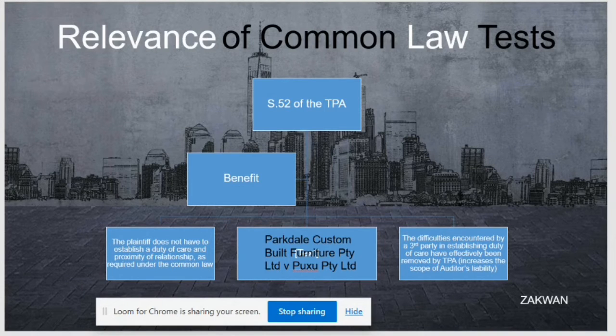What I found in the article is that under Section 52, there is the relevance of the common law test. The benefit of this refers to Parkdale Custom Built Furniture Pty Ltd versus Puxu Pty Ltd. What they say about this case is that the plaintiff does not have to establish a duty of care and proximity of relationship as required under the common law. The difficulties encountered by third parties in establishing a duty of care have effectively been removed by the TPA. It thus increases the scope of auditors' liability.